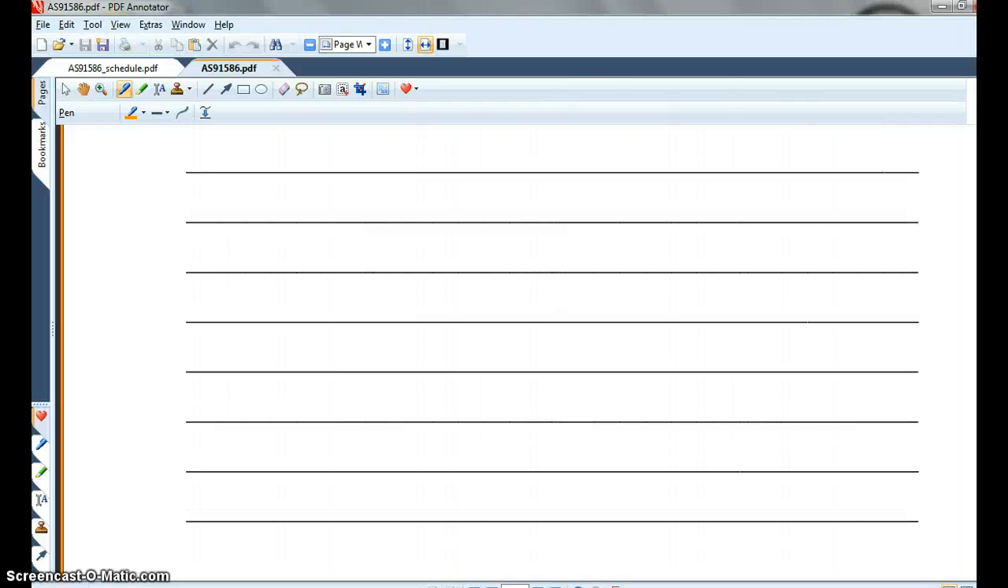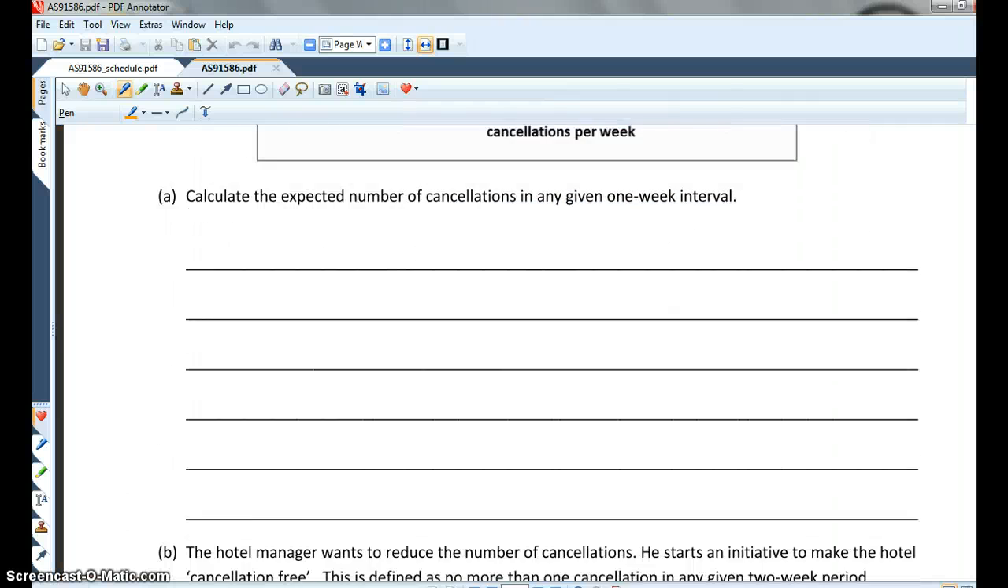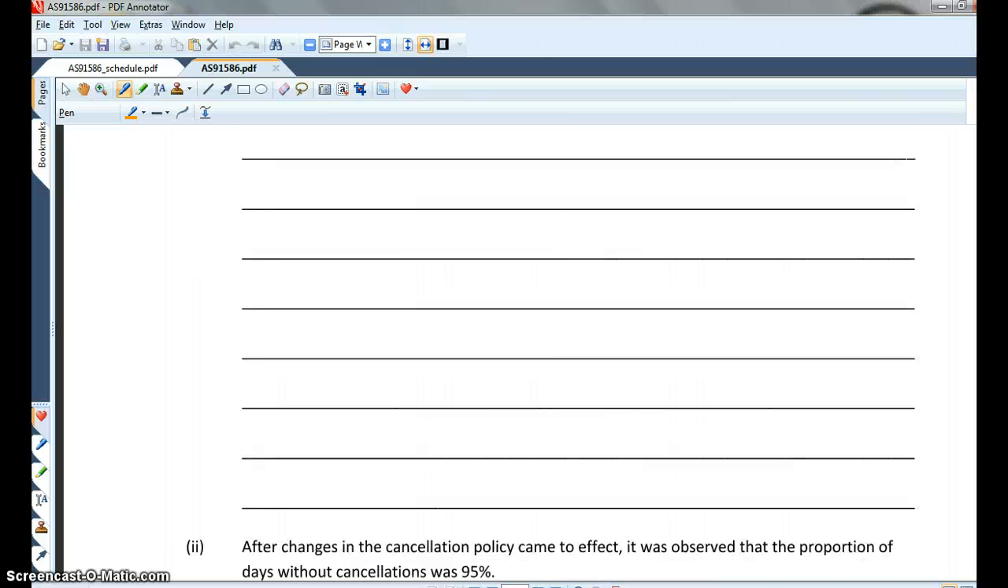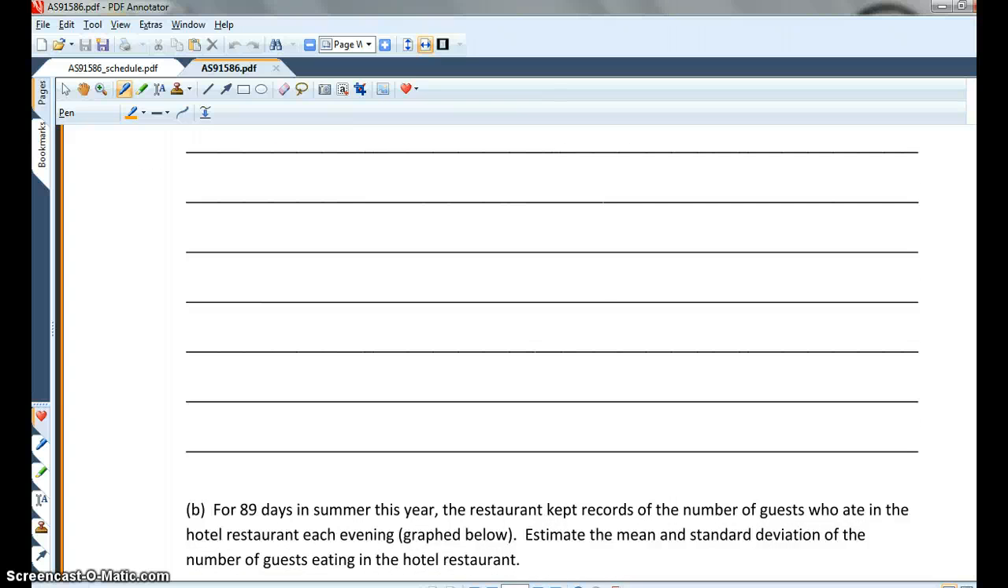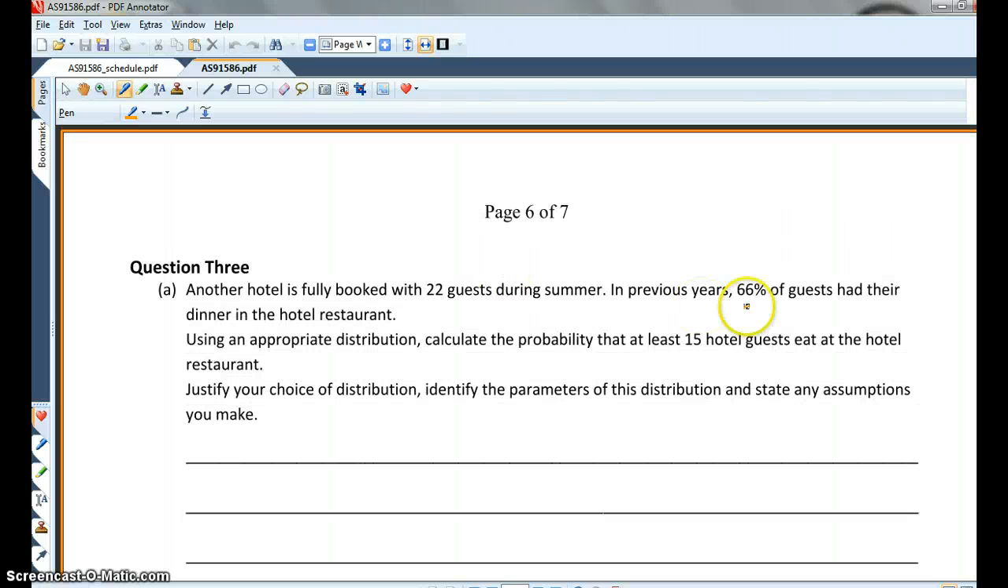Okay, so we're finding the practice exam question 3. So, zipping on down. There we go. Question 3.